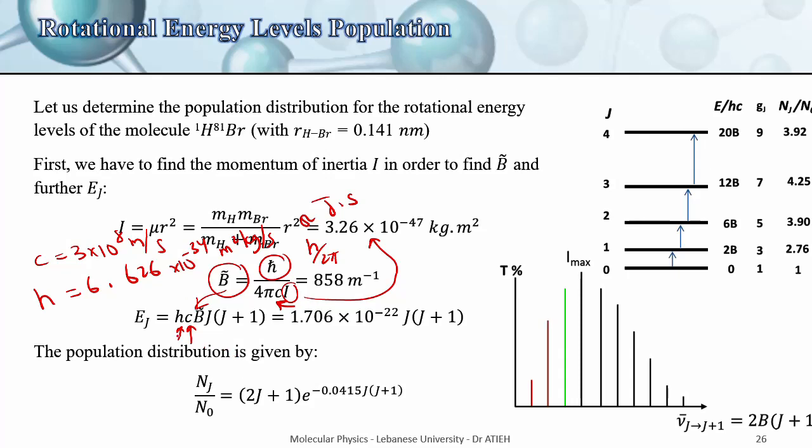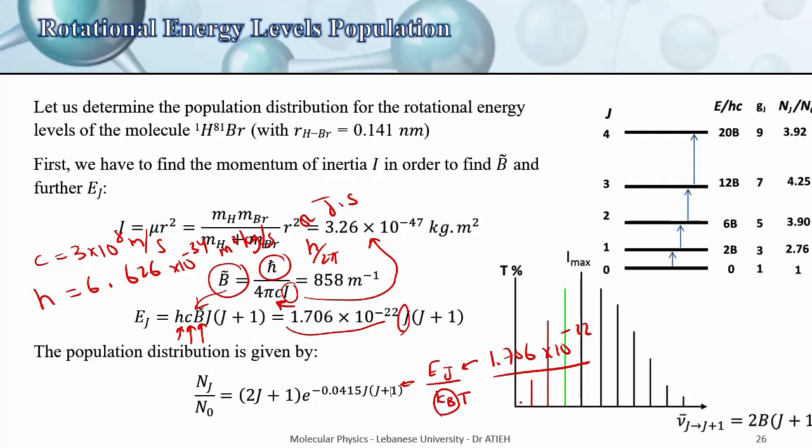So substitute h, c, their values, the value of B bar, you will get this number. We keep J as an arbitrary quantum number. So now we substitute everything for its value. Here we have Ej over kBT. We have the expression of Ej already calculated. It is 1.706 times 10 to the power minus 22 over kB.